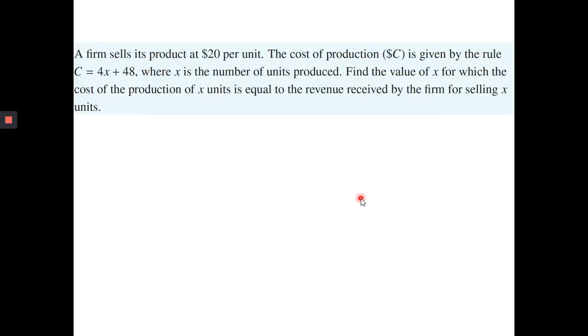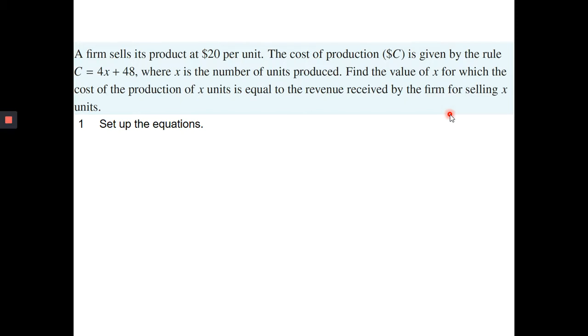A firm sells its product at $20 per unit each. The production costs, they like to use capital C for cost, if you noticed that before, is given by quite a simple rule, 4x plus 48. X is the number of units produced. And you might have seen situations where they use N for the number of units produced. Find the value of X for which the cost of the production of the units is equal to the revenue. So this is a bit like when was the point that Amazon started to make money?